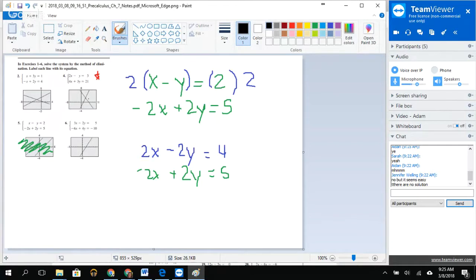So when I go to add my two equations together, I have 2x plus negative 2x, so that's 0, right? And then I have negative 2y plus positive 2y, which is also 0. But I have 4 plus 5, which is 9. So you can see when you do the elimination method and you end up with a false statement, like 0 equals 9, then that's a clue that you have no solution. Somehow we've proved that 0 equals 9. We're math geniuses.